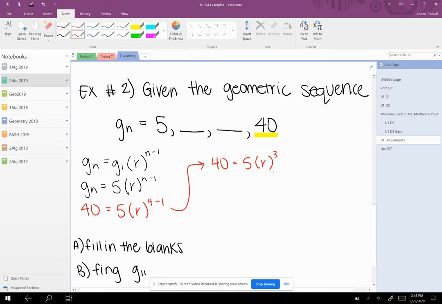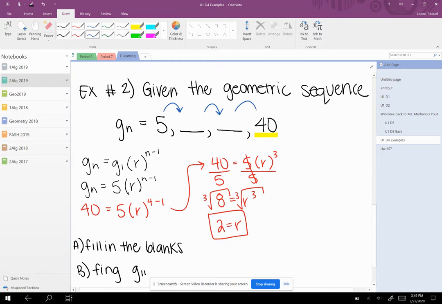And then we want to start isolating our r. So we're going to divide both sides by 5. And then 40 divided by 5 gives us 8. So I have 8 equals r cubed. And then if you guys remember, to undo a cube, we're going to take the cube root. So cube root of 8, or another way to ask this question is what number times itself 3 times will get you 8? And the answer is 2. So the common ratio here is 2. So that means in order to get to the next term, I'm going to be multiplying by 2 each time, times 2, times 2, times 2. 5 times 2 is 10. 10 times 2 is 20. 20 times 2 is 40. Everything checks out. Okay, so I filled in the blanks.